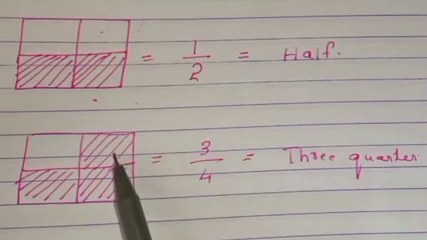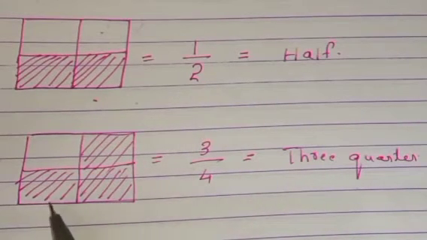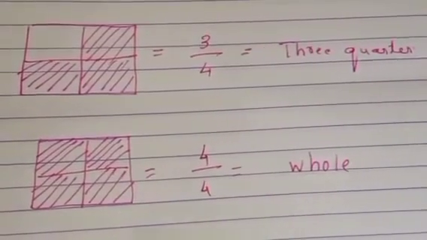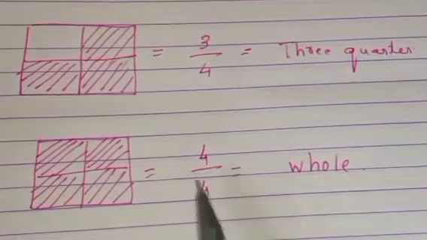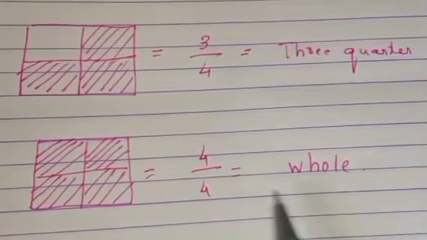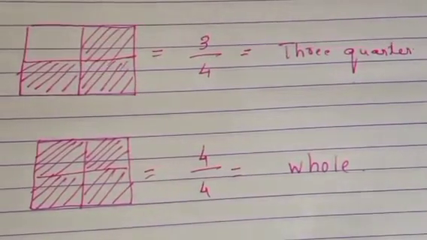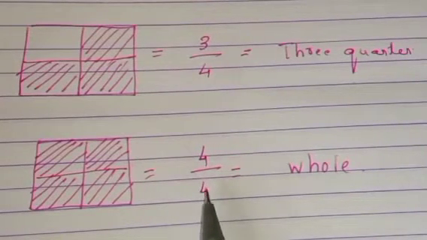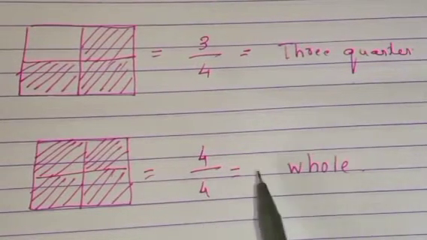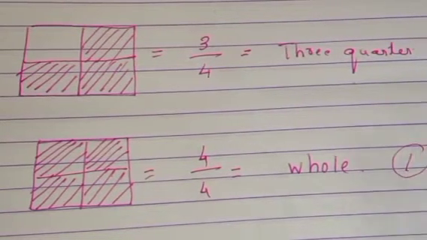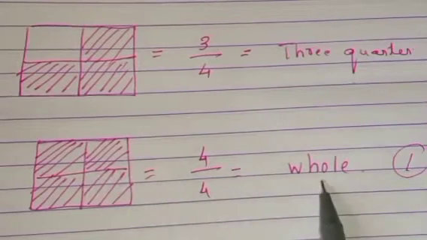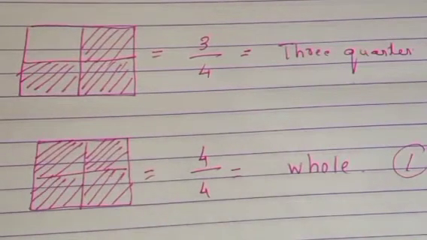That is, here 1 quarter, here 1 quarter, 1 quarter. So 3 quarters. Next, the square is divided into 4 parts and 4 parts are shaded. So we write 4 by 4, equal to the whole part. If you divide any number by itself, as we studied, the answer will be 1. So the whole part is the full 1 portion. This whole 4 by 4 is a whole.